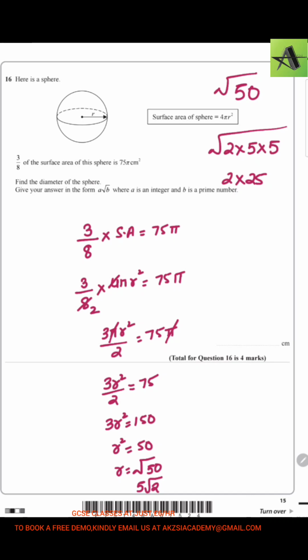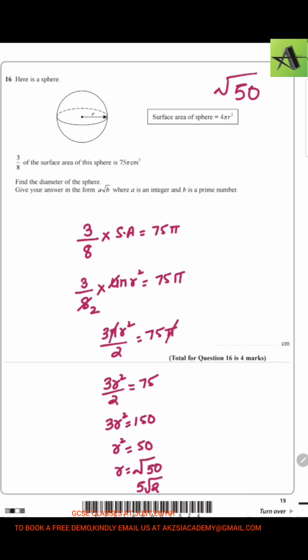If you find this much simpler, I generally find the prime factors and then find the pairs. 5 is in a pair, so I'll bring it outside of the root, and 2 is single, has no pair, so it will remain inside the root, and I can write 5 root 2. If you find it simpler like this, 5 into 5 is 25 into 2, or root of 25 times root of 2 will give you 5 root 2. So whatever works for you, you can do, but generally I prefer the previous one: you find the prime factors and then make the pairs.